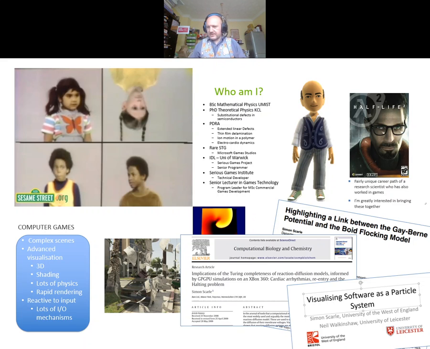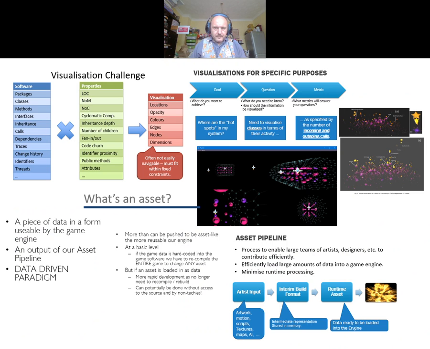And the piece of work that led to my work with Chris was this one here on visualizing software as a particle system. Now, my colleague Neil Walkinshaw, now at the University of Sheffield, had this system which could extract metrics to measure how pieces of software worked. I wanted to be able to display these in a highly customizable fashion to allow software engineers to get a more general overview of large pieces of software.